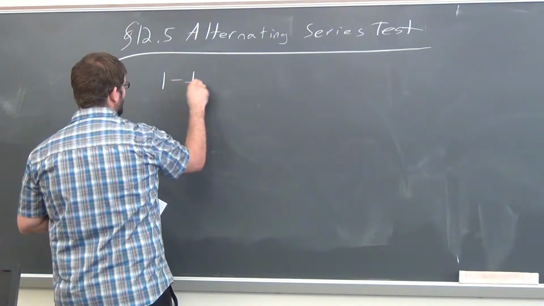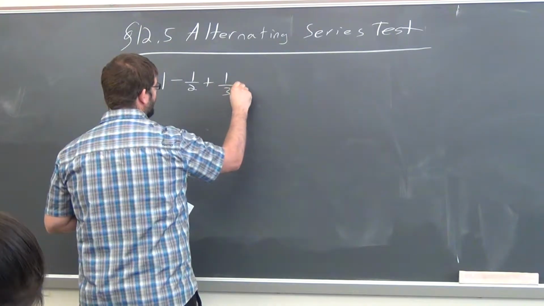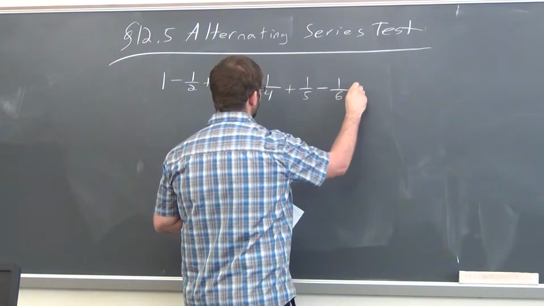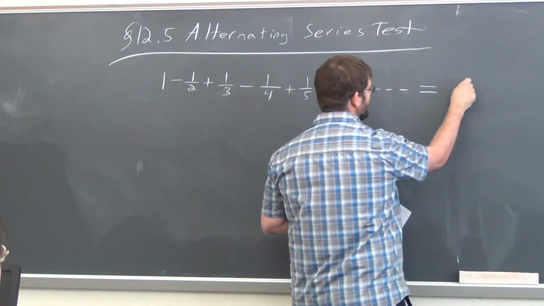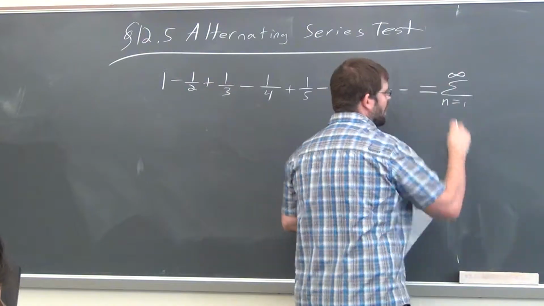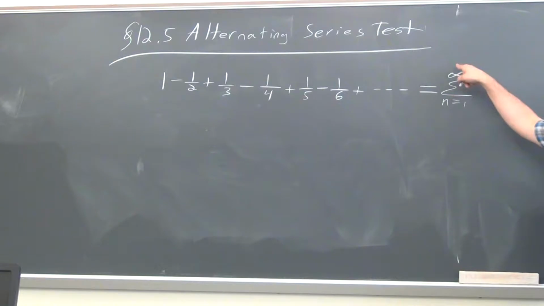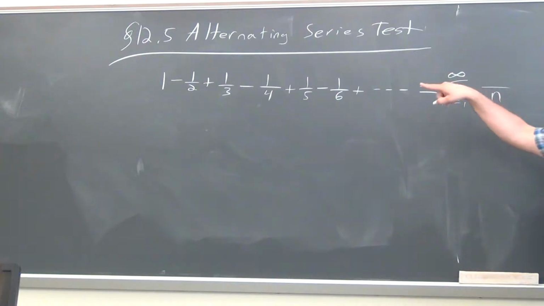So 1 minus 1/2 plus 1/3 minus 1/4 plus 1/5, and so on. All right, so here's just good practice from back in the second section. If I asked you to write out the form of this, make it a sum from 1 to infinity, what goes in here? I want the denominator, the numerators. 1 over n, except for the sign flips, right?